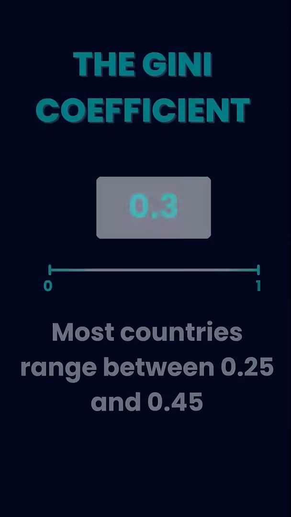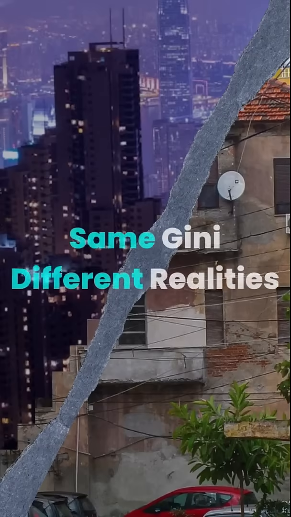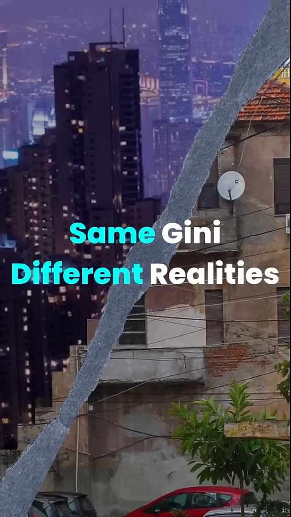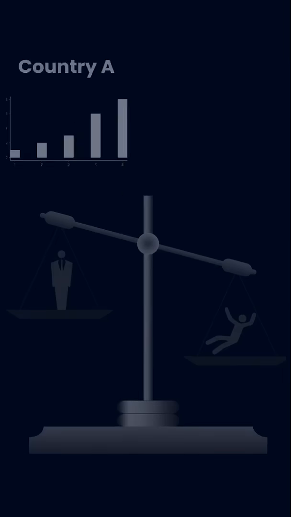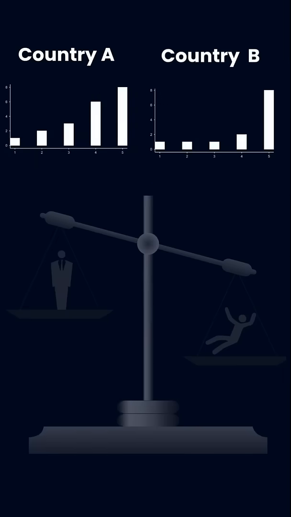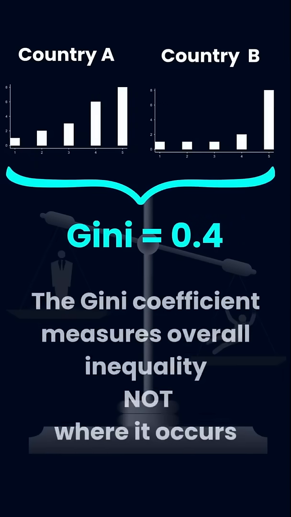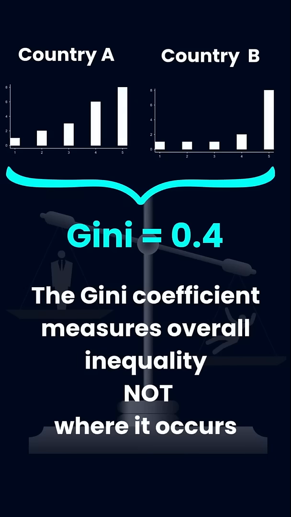Here's the interesting part. Two countries can have the same Gini coefficient, but very different income distributions. Why does this happen? Because the Gini coefficient measures overall inequality, but not where it occurs. Whether it's the richest 1% getting richer, or the middle class falling behind.